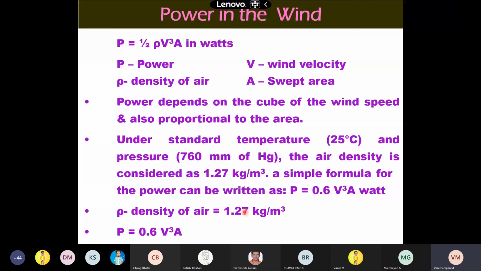See, under standard temperature and pressure, that is 760 mm of mercury, the air density is 1.27 kg per meter cube. By applying this in the above formula, that is 1 by 2 rho v cube into A, the 1 by 2 into 1.27 becomes 0.6. Therefore, the power in the wind is equal to 0.6 V cube into A, and it is in watts.